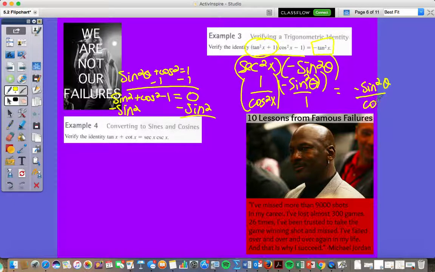Good. Wait, Coach Jay, why is it sine theta and cosine x? My bad. Should be the same, right? So if I do theta or x, does that matter? No. Nah, I probably should keep it consistent though. Nicely done. Caught me on that. And then what would the final answer be there, David? Negative tangent squared. Nicely done. So this would be equal to negative tangent squared of theta.